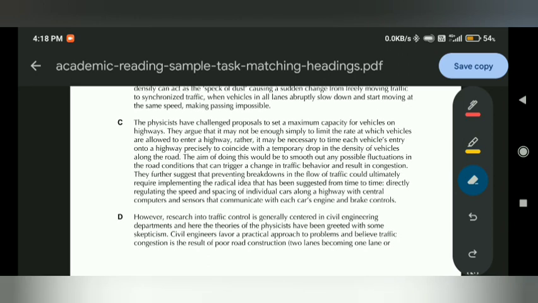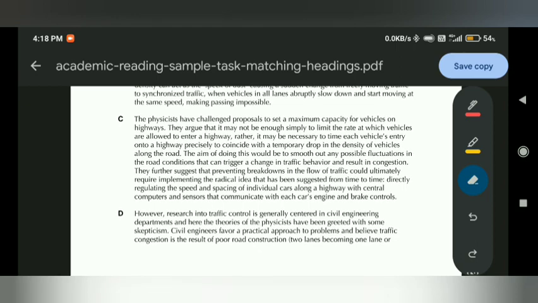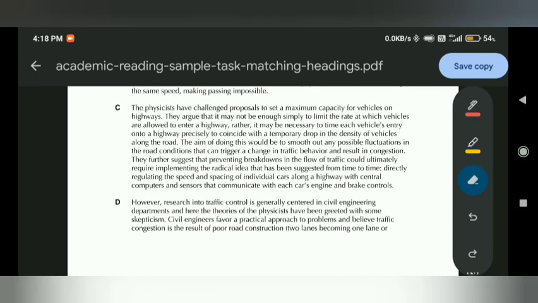And the future suggests preventing breakdown in flow by directly regulating the speed and spacing of individual cars along a highway, with central computers and sensors that communicate with each car's engine and control. So in this paragraph they have told us about the method that the physicists have proposed, in which they have told that we need to limit the number of vehicles on a highway.